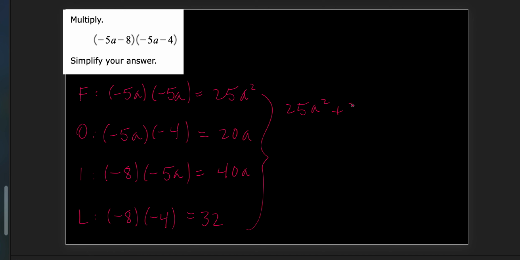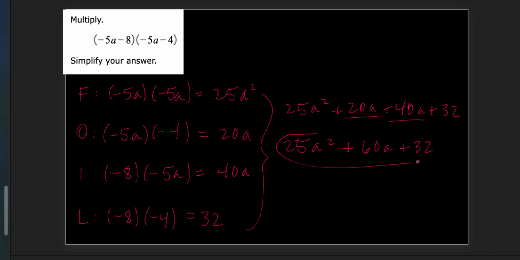So from that, I can make my polynomial and take a look at it. 25a squared plus 20a plus 40a plus 32. And these are alike. So this will be 25a squared plus 60a plus 32. And that's the answer.